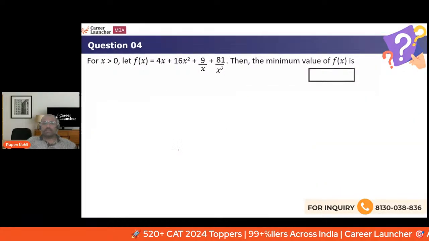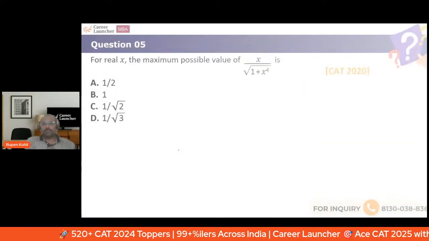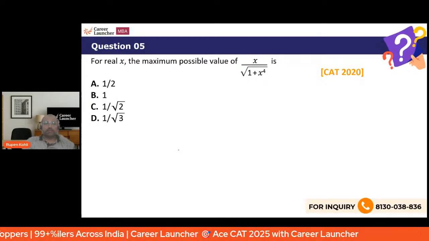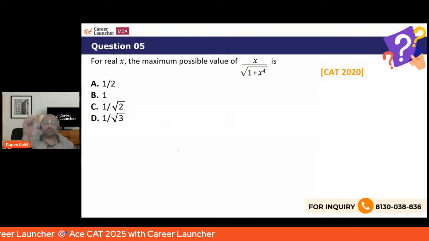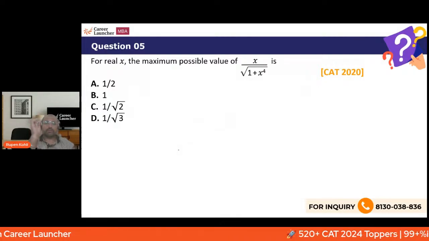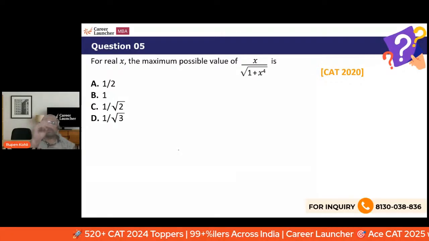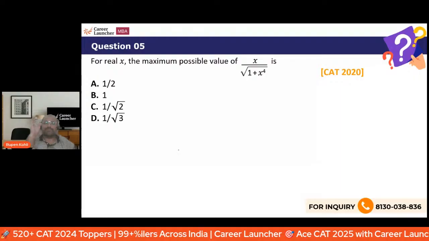All right, let's see some previous year questions as well. CAT 2020. This came for real x. The question asked for the maximum possible value of this expression, which is x over the square root of 1 plus x power 4. Options are half, 1, 1 by root 2, 1 by root 3.